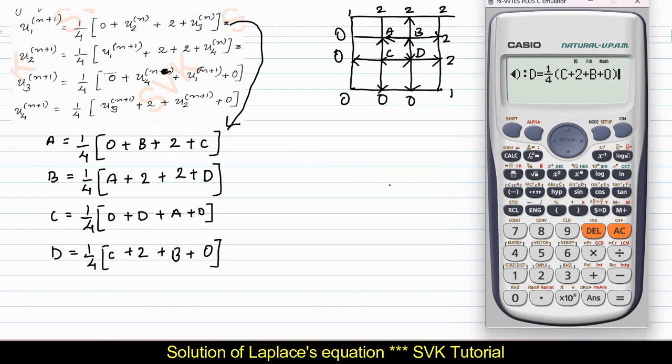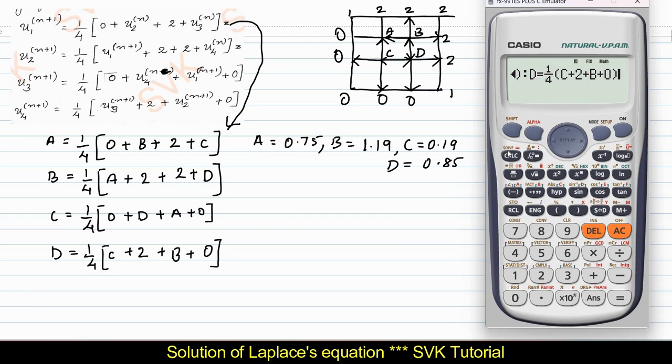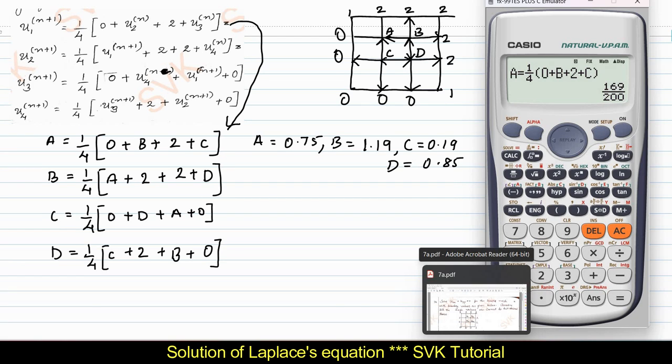So after typing these equations, I am going to note down the initial values. What are the initial values? A is nothing but u1, B is nothing but u2. A value, that is u1, is 0.75, B value is 1.19, C value is 0.19, and D value is 0.85. So press CALC. After typing CALC, you type the B value 1.19, equal to, C value 0.19, equal to, D value 0.85, which is equal to.